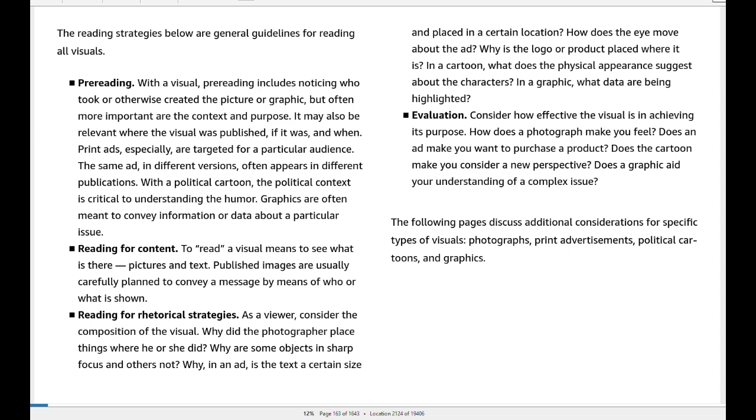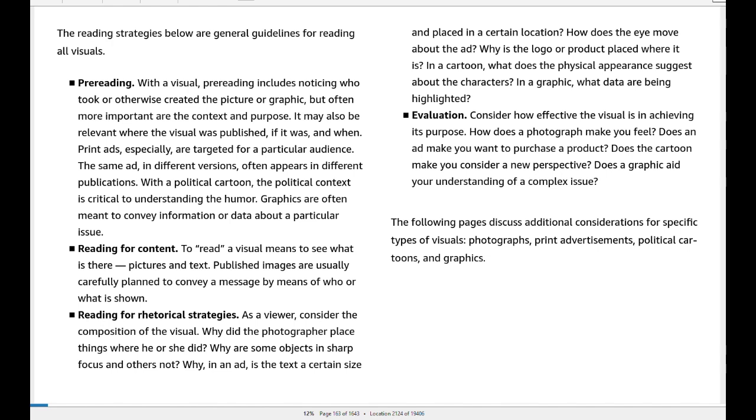The reading strategies below are general guidelines for reading all visuals. Pre-reading. With a visual, pre-reading includes noticing who took or otherwise created the picture or graphic, but often more important are the context and purpose. It may also be relevant where the visual was published, if it was, and when. Print ads especially are targeted for a particular audience. The same ad, in different versions, often appears in different publications. With a political cartoon, the political context is critical to understanding the humor. Graphics are often meant to convey information or data about a particular issue.